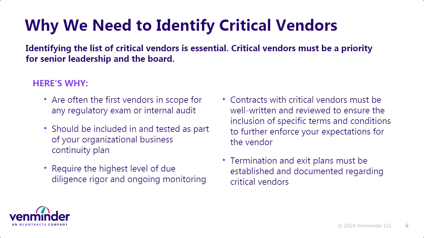I just want to review some of those reasons why it's important to identify your critical vendors. As I mentioned earlier, these are usually the vendors that regulators will focus on, and they should be included in your business continuity plan. Critical vendors should also undergo the highest level of due diligence and ongoing monitoring. So once you've identified them, these activities will be more efficient because you'll know where to focus your time and effort. Your contracts with critical vendors are also going to require more attention to ensure that they include specific terms and conditions. And your organization should also be establishing exit plans with these vendors so you can terminate the relationship safely.